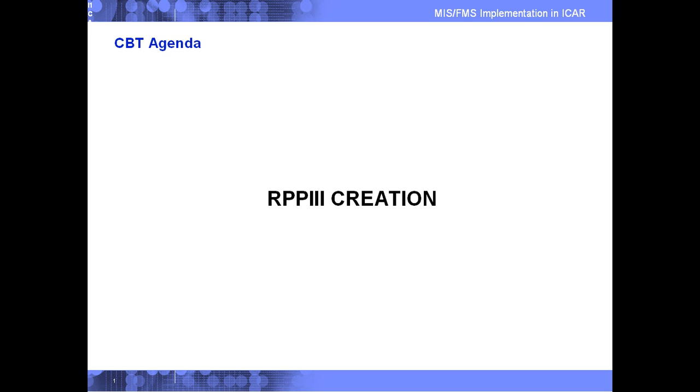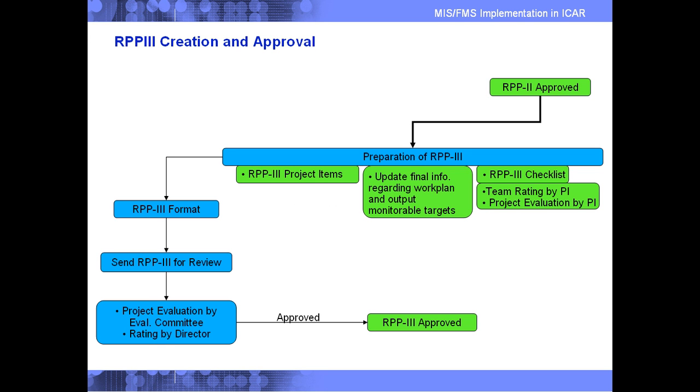But before we move on to the system, this is a quick overview of the entire RPP3 process. When we prepare the RPP3 document, we create a new document and attach and modify the relevant sections of this RPP3, such as the cumulative output. The work plan is also updated, that is the activity information and the target information is also updated. The progress against these activities and targets is also captured.